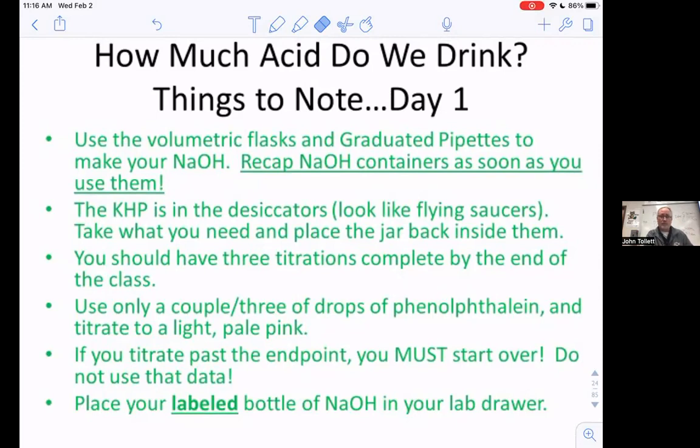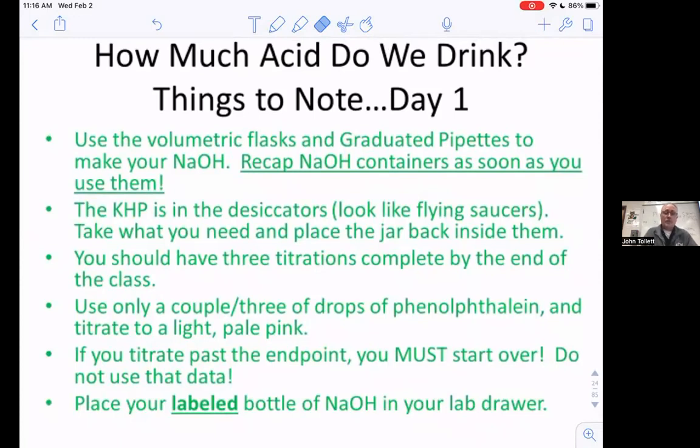It says here, recap the NaOH containers. Sodium hydroxide is hygroscopic, so it grabs water from the surroundings and it'll change its own concentration. In fact, it'll dissolve itself with water vapor in the air and not stay as a solid. So you have to make sure that you put it away. That's also one of the reasons for the KHP. We'll have them inside desiccators. Mine look like flying saucers. I'm not sure what your instructors' look like, but if you take it out of there, put it back in the same fashion that you found it.